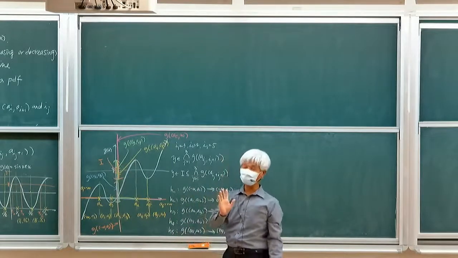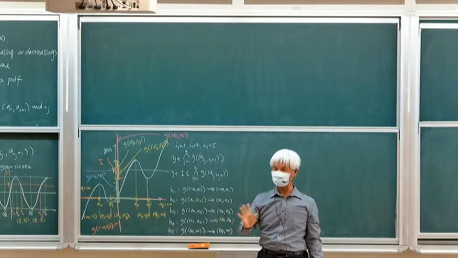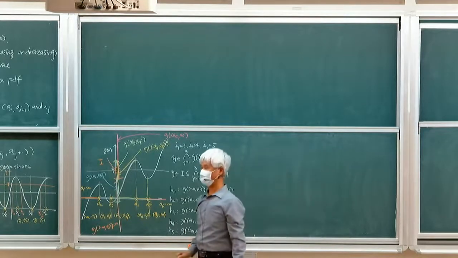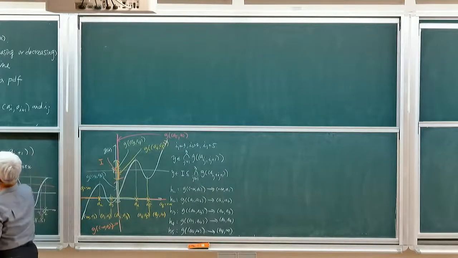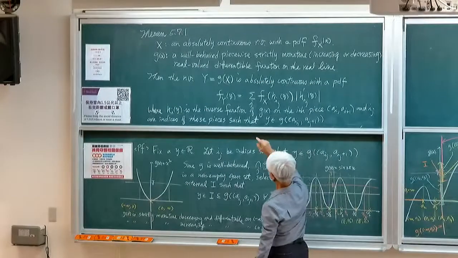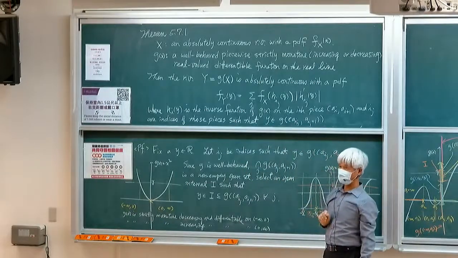But if you got confused, I'm truly sorry about that. So, yes, please. Oh, j is the index for those pieces such that y is inside the range of that piece. Yeah.